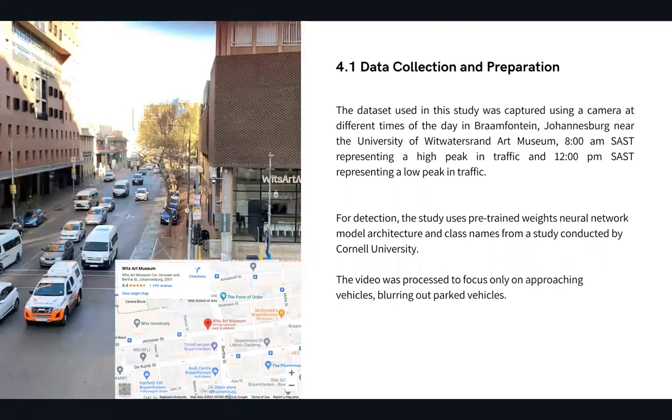For data collection and preparation, the data sets used in this study were captured using a camera at different times of the day in Braamfontein, Johannesburg, near the Wits Art Museum. The study uses a pre-trained weights neural network model architecture and class names from a study conducted by Cornell University. The videos were processed to focus only on approaching vehicles by filtering out parked vehicles. Furthermore, the system uses a 45-second duration to determine traffic flow at an intersection.